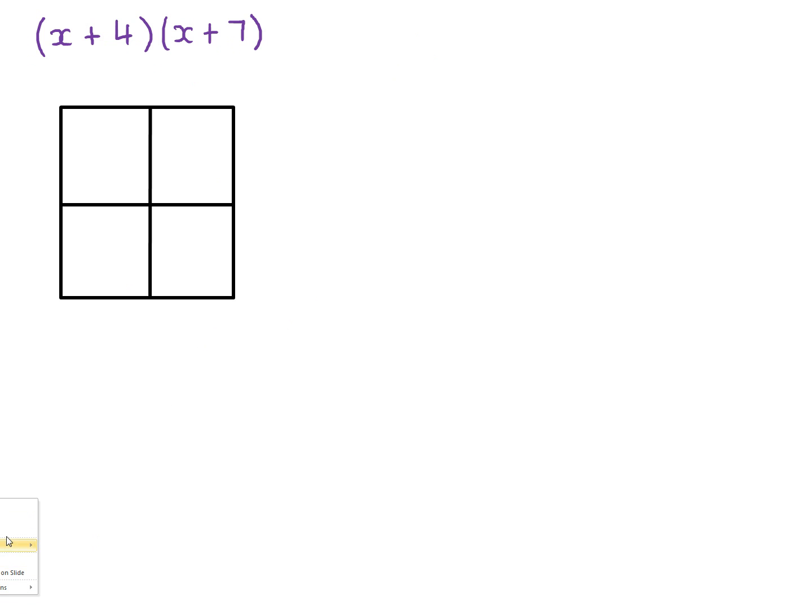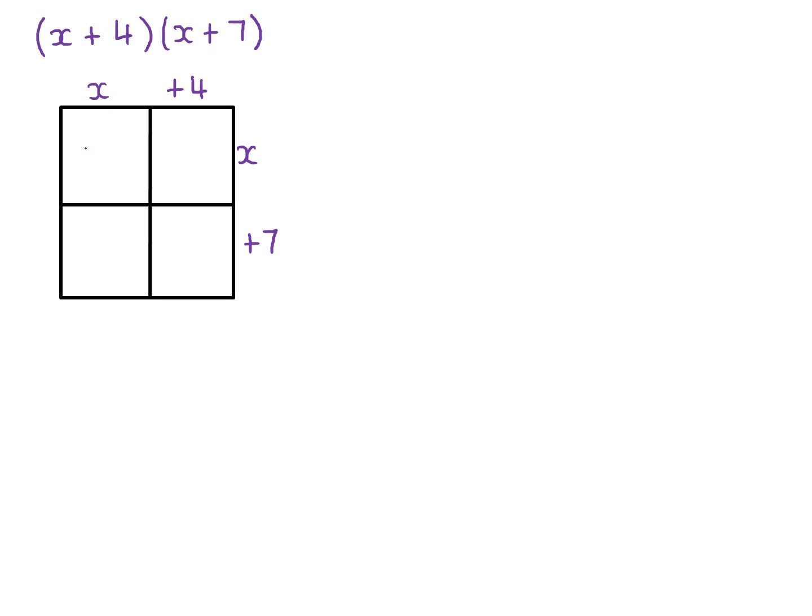Okay, a box that has got equal size portions will do. We know that this bit split up into x and plus 4, and this bit split up into x and plus 7. I've put these in just to remind you that this plus is attached to this 4, so this is positive 4, and this plus is attached to this 7, so that's positive 7, because you'll need that later when we start to look at examples that have got negative numbers in.